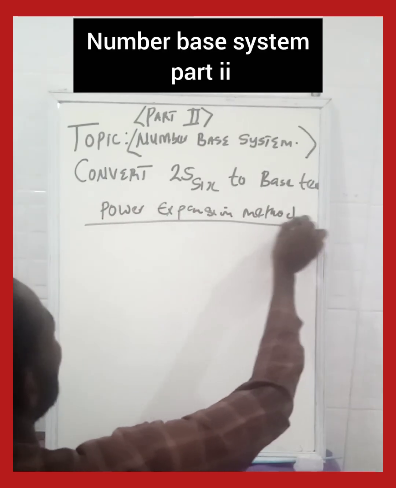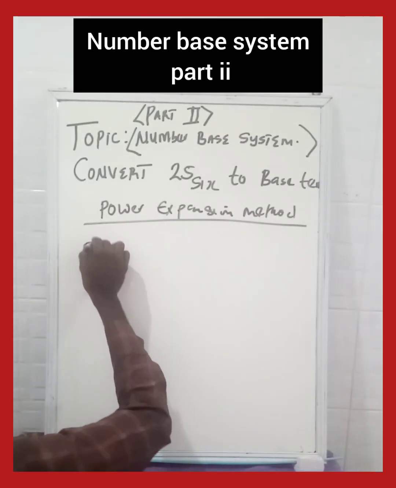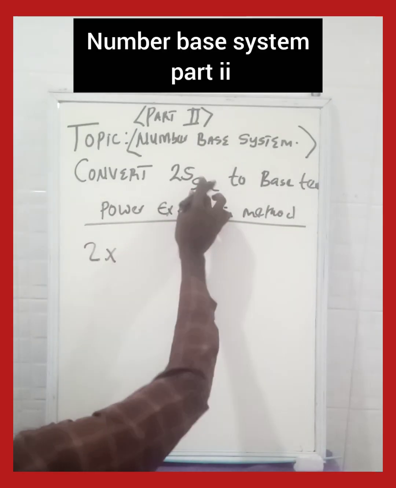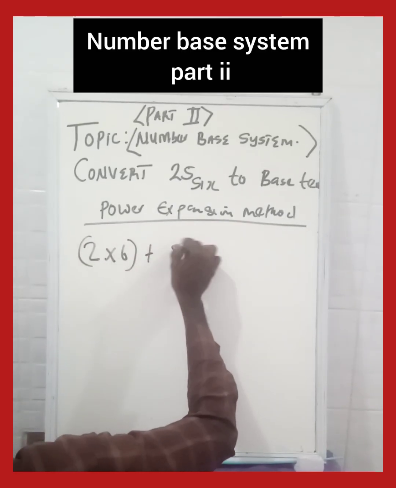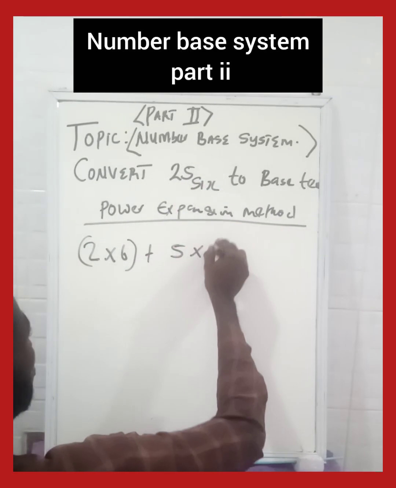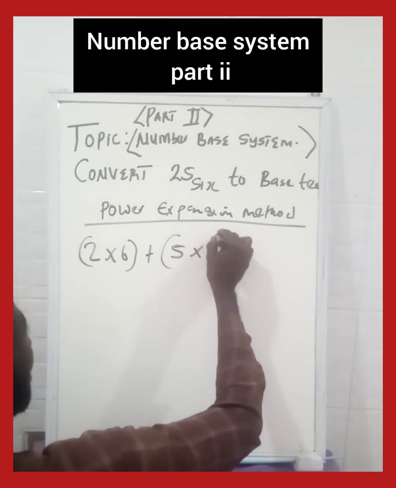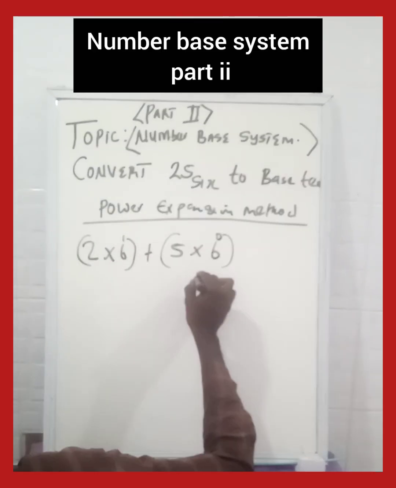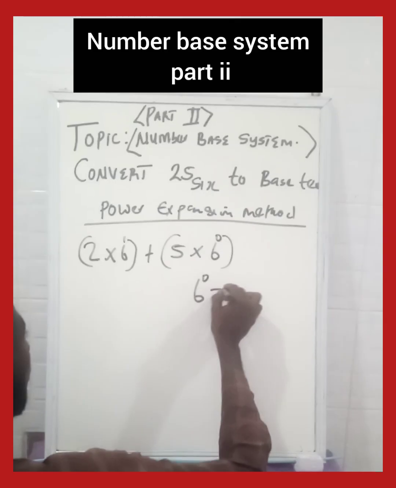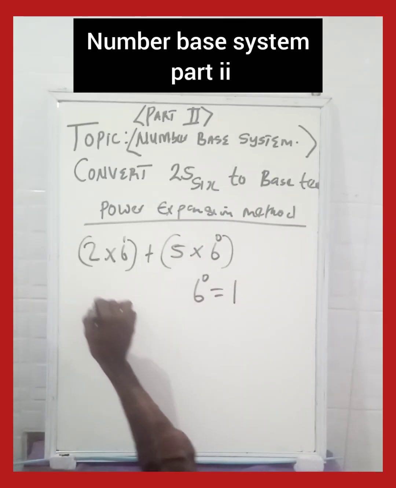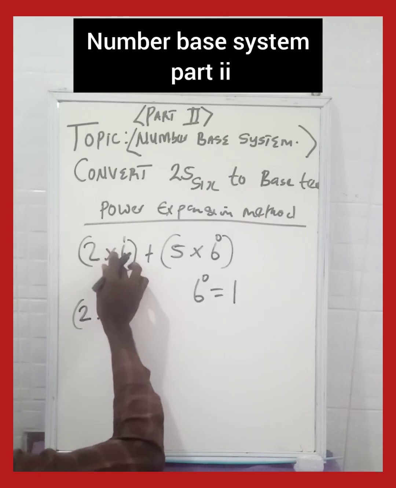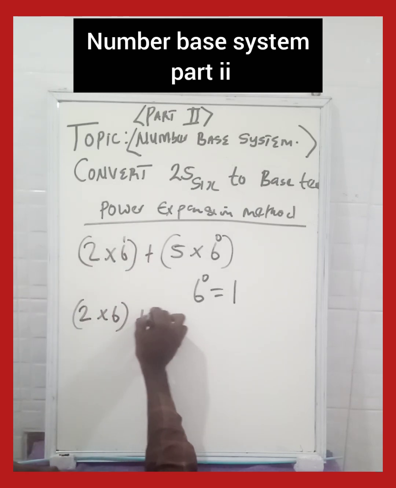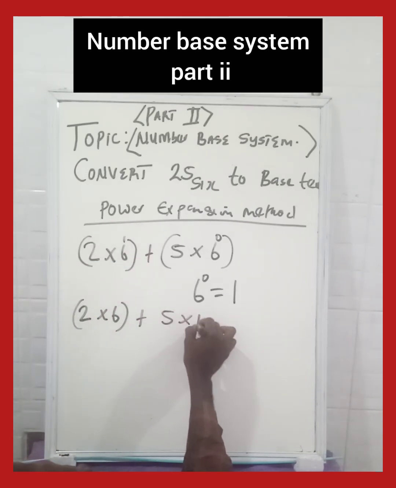And how do we do that? We are going to say 2 times the base, which is 6, then plus 5 times the base, which is 6. Then starting from 0 and 1. Remember that any number raised to power 0 is equal to 1. Then here we are going to have 2 times 6, since we have 6 raised to power 1. Then plus 5 times 1.